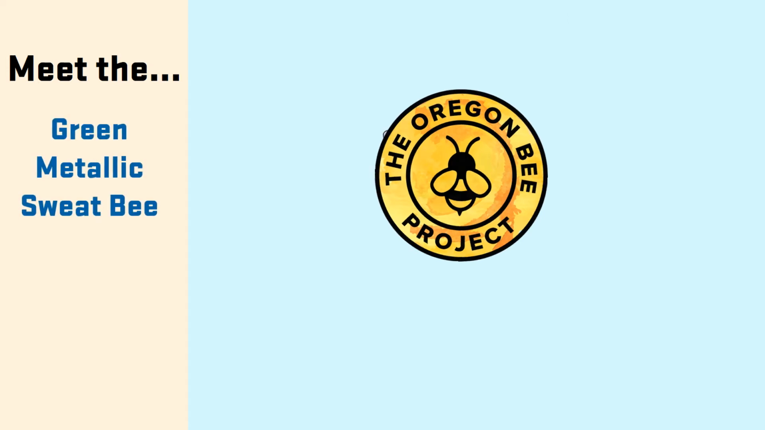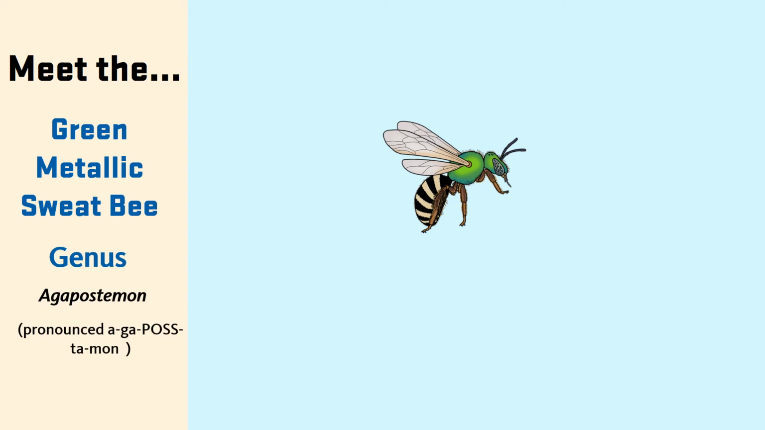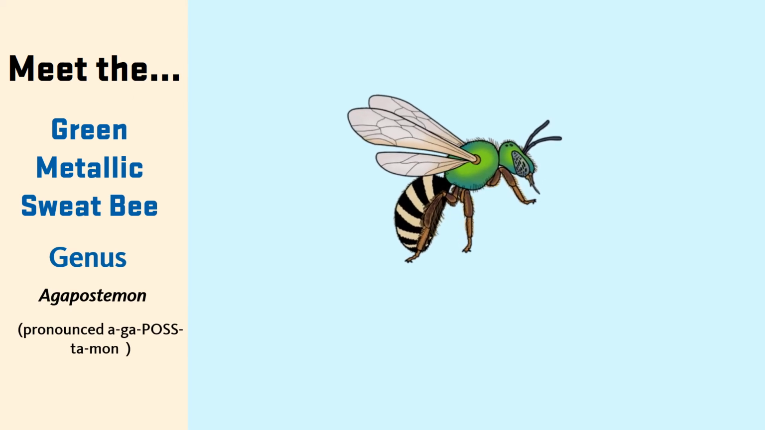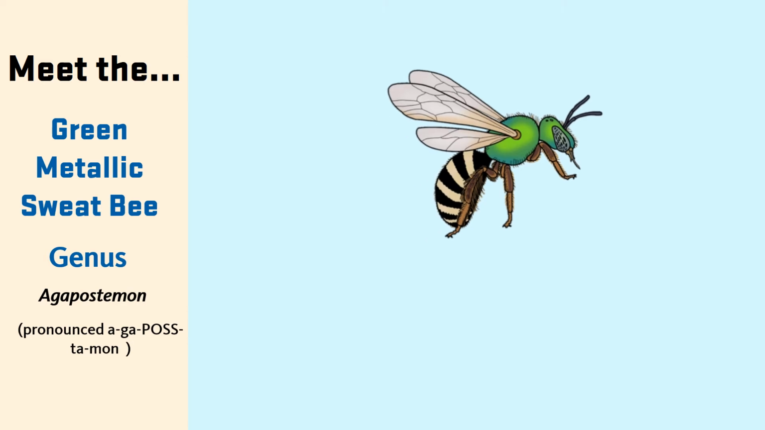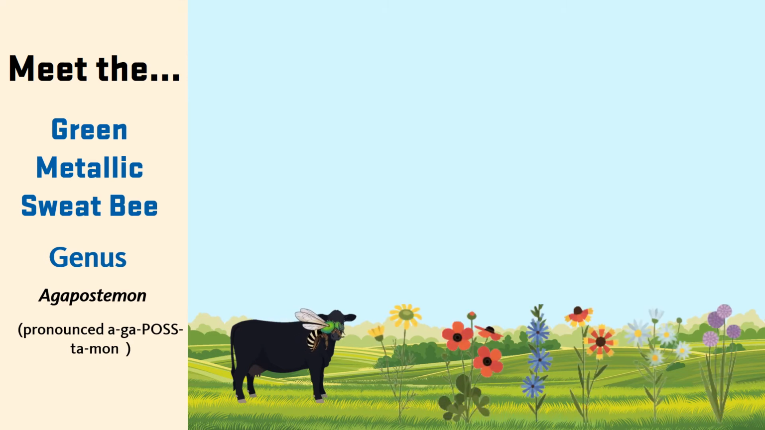Meet the green metallic sweat bee. They belong to the genus Agapostemon. Sweat bees are medium-sized bees and have a brilliant metallic green color. Sweat bees get their name from the fact that they collect salt by licking the sweat of mammals, like cows. Tasty. They also pollinate the flowers of many plants that people grow, as well as many wildflowers.